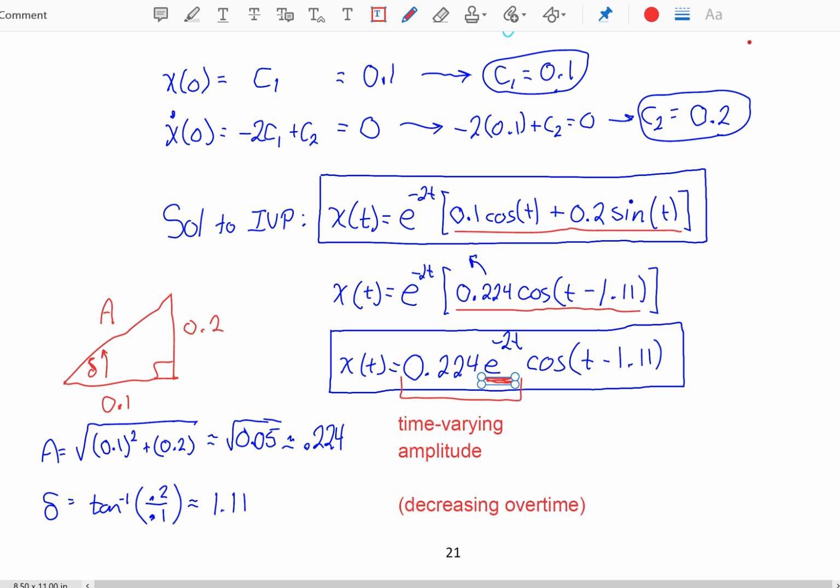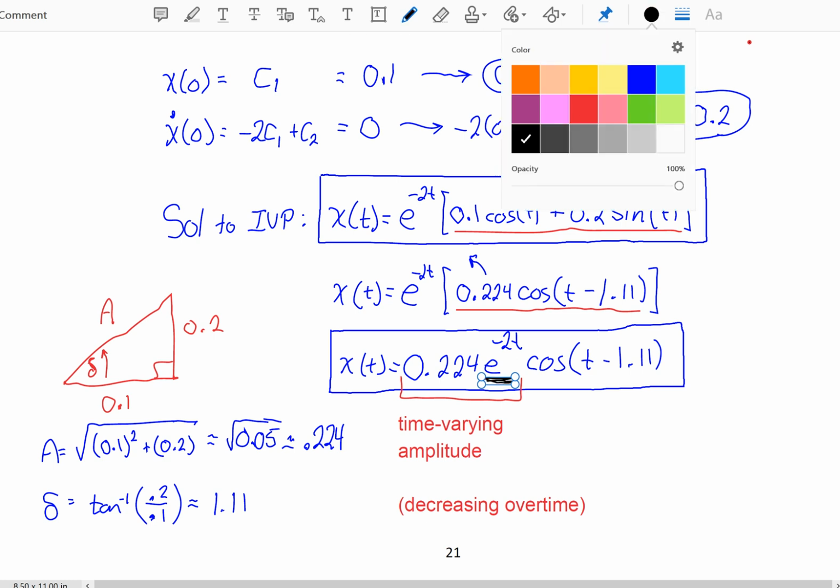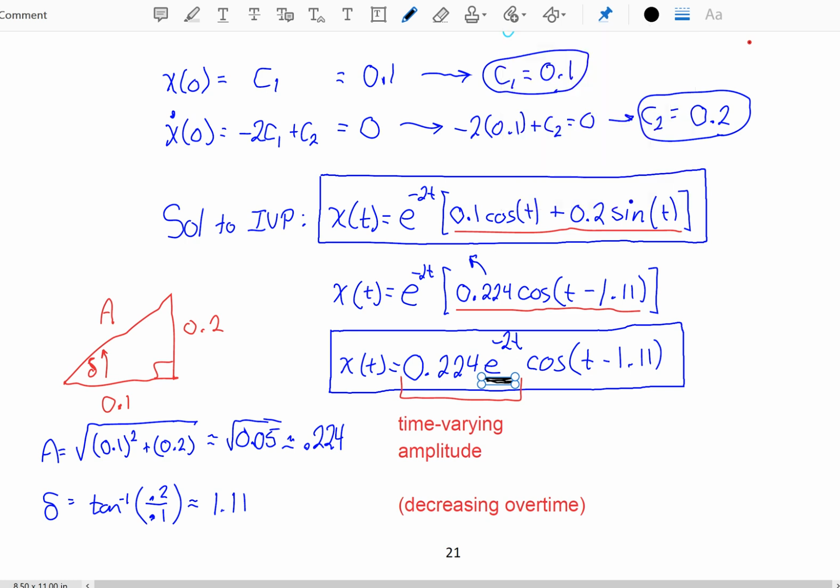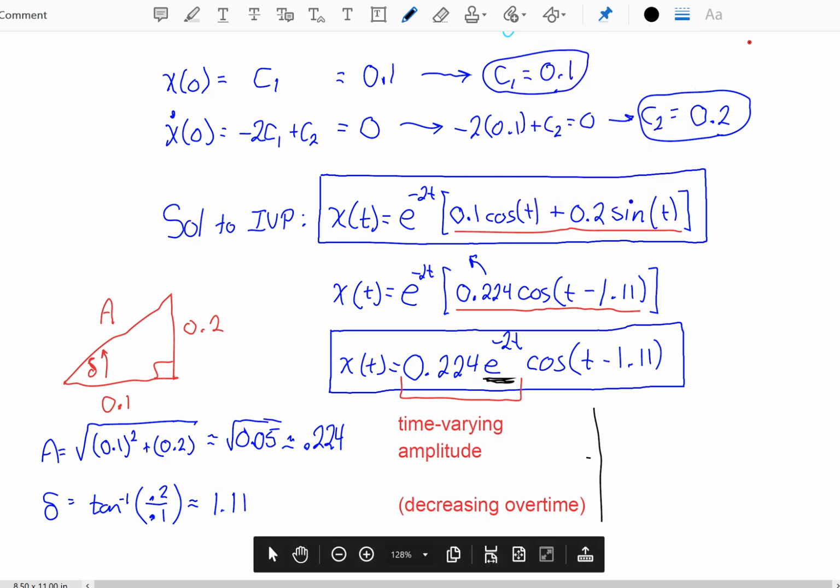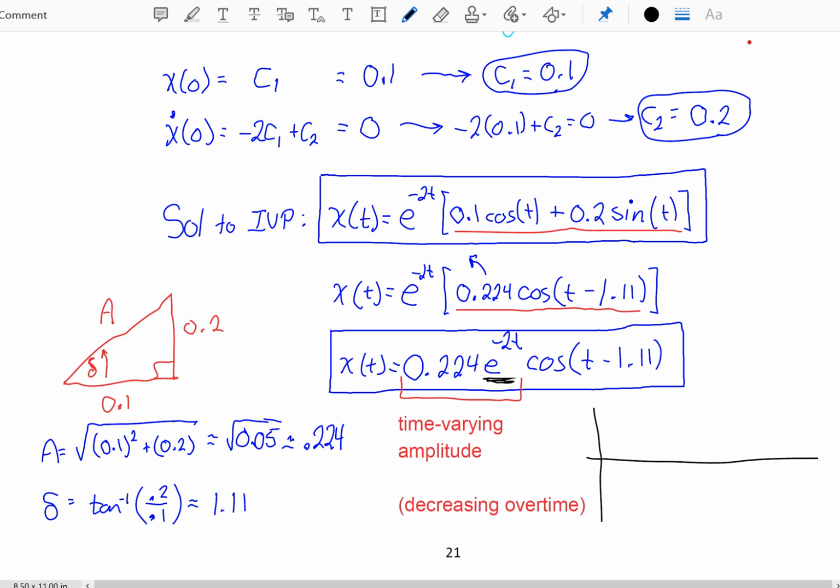And this should give a little bit of insight to why we know this should make sense. Remember, we were talking about the graph of a damped harmonic motion that started 0.1 meters from equilibrium, and as time goes on, the amplitude of our trigonometric function, our oscillations, is going to decrease. So it makes sense it should look something like this.